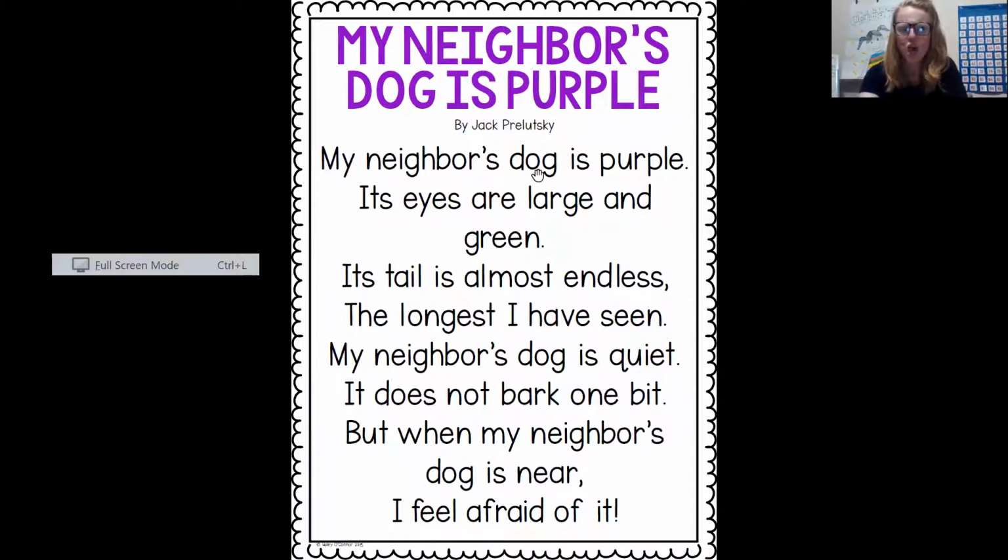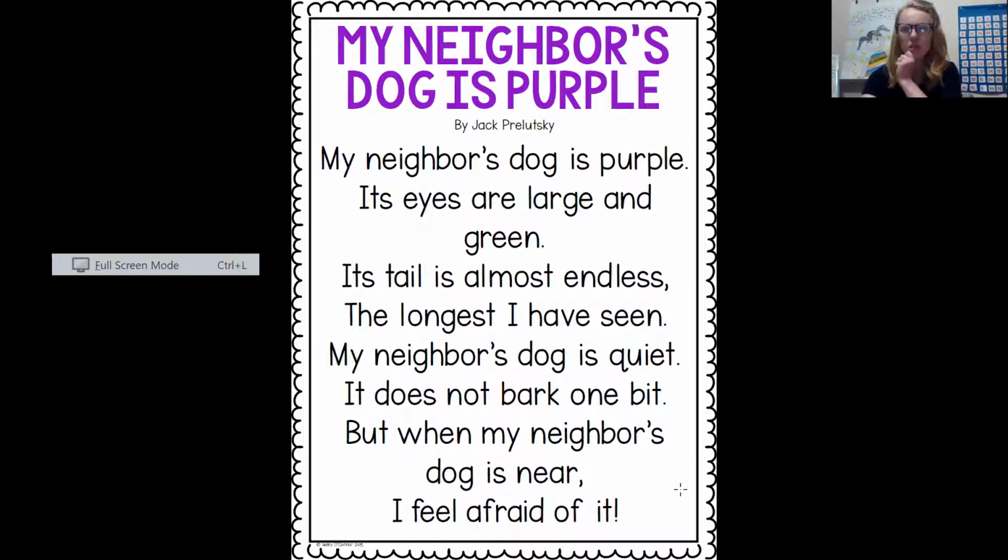My neighbor's dog is purple. Its eyes are large and green. Its tail is almost endless, the longest I have seen. My neighbor's dog is quiet. It does not bark one bit. But when my neighbor's dog is near, I feel afraid of it. I wonder why we would feel afraid.